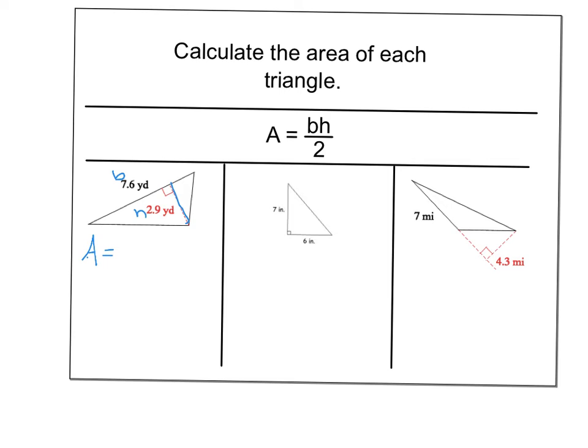So area equals our base, which is 7.6, times our height, which is 2.9, divided by 2. So it's very similar to the parallelogram formula. We just need to remember to divide by 2 at the end. So I have 7.6 times 2.9. So that's going to give me 22.04, and then I need to remember to divide that by 2. So that'll give me an area for our triangle as 11.02.